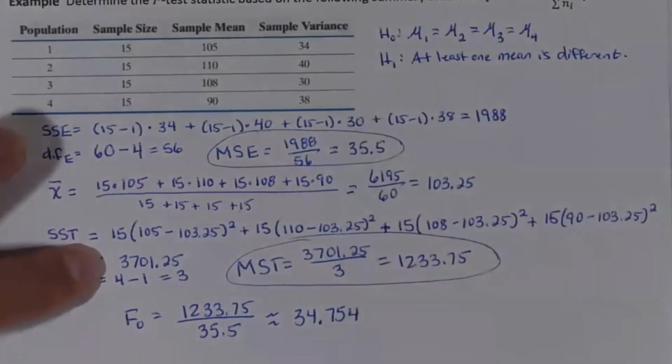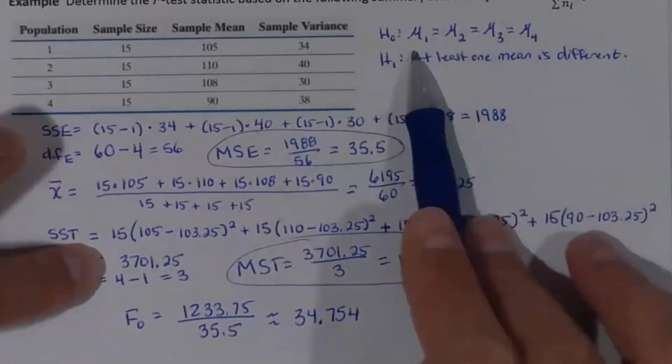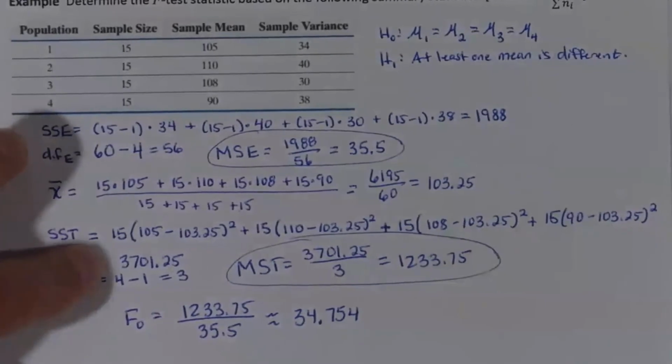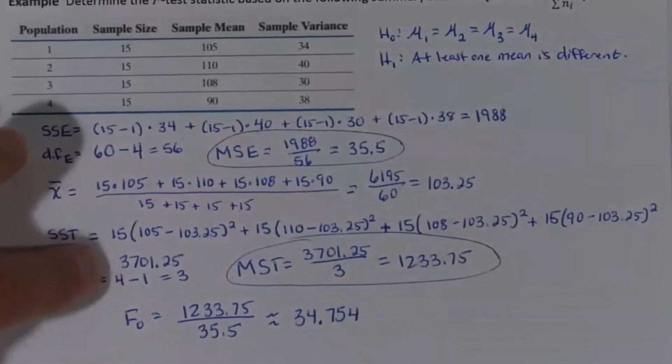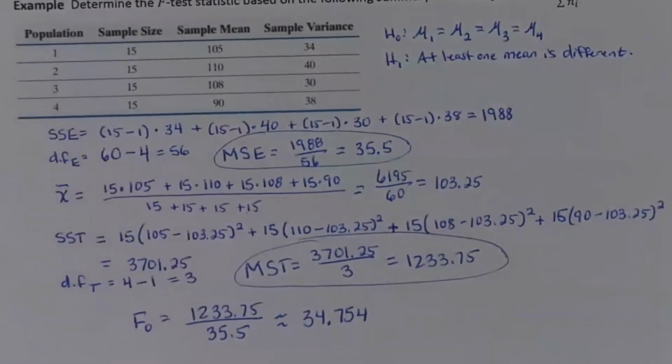So we would reject the null hypothesis that all 4 means are equal because that's such a small p-value. We would reject this, and we would conclude that at least one of the means is different from the others. Now, again, you weren't required to do that in this particular problem. That's just what we would normally do if we wanted to complete the entire ANOVA test.